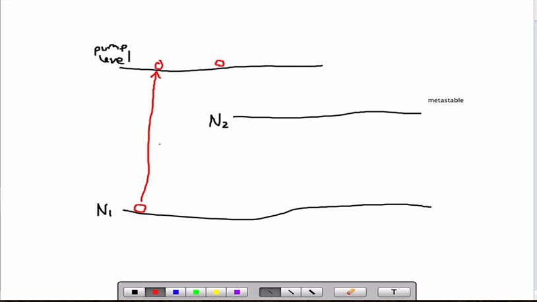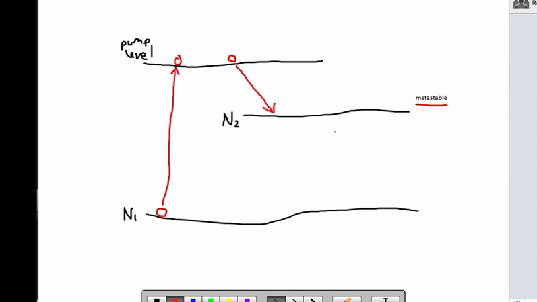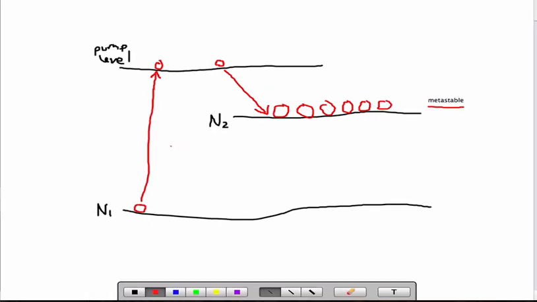We now have a situation where we have electrons of higher energy than N2. However, this is not a very stable energy level, and you get a very fast non-radiative decay to the metastable state. Electrons exist in the pump level for a time of 10 to the minus 12 seconds, compared to electrons that exist in the metastable state for 10 to the minus 3 seconds. This time difference of 10 to the 9 allows a larger proportion of electrons to exist in N2 compared to N1. Now, a situation of population inversion can occur. Now we can have a process of stimulated emission and amplification of our light waves.